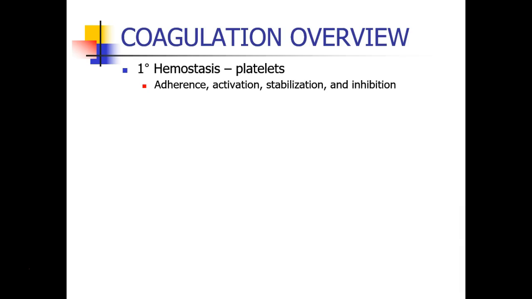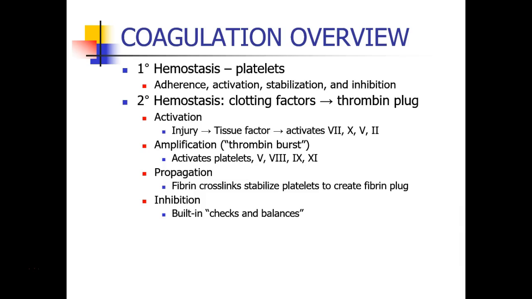Coagulation has two parts. There's primary hemostasis and secondary. Primary hemostasis really involves platelets. Platelets need to adhere to the site of bleeding. They need to be activated, stabilized, and they can also be inhibited, and this is part of the checks and balances that we see throughout our discussion of coagulation.